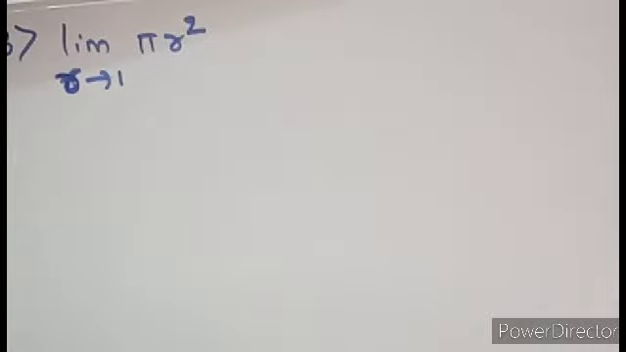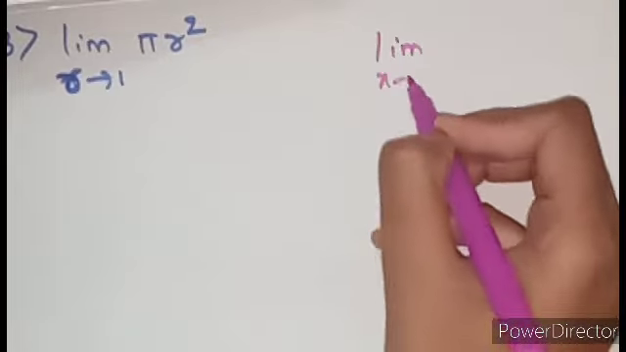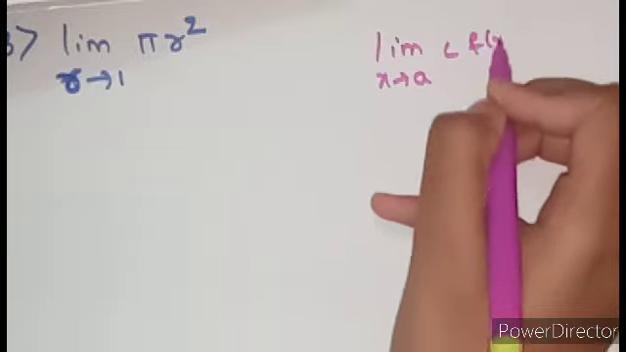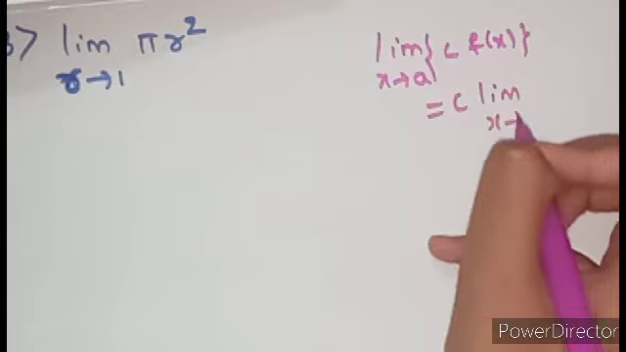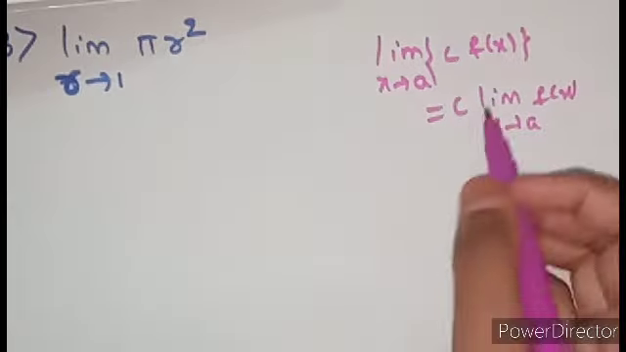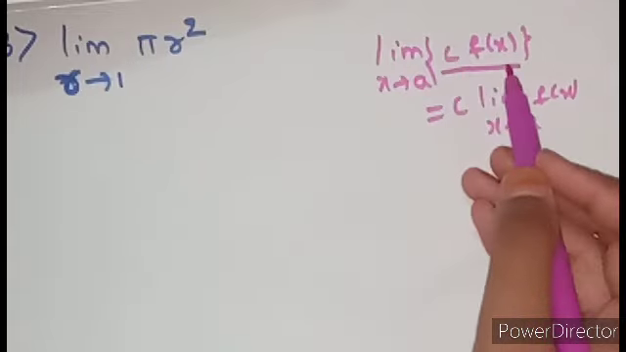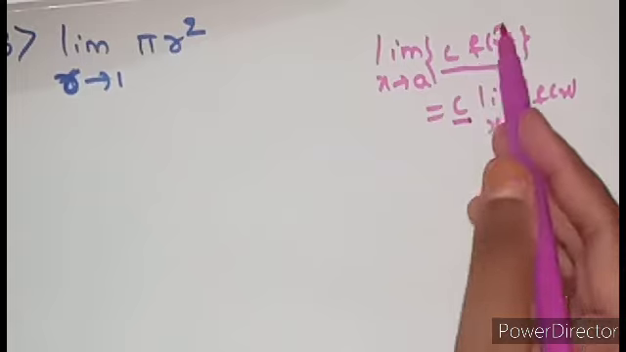Let's move on to third problem. So the third problem is limit r tending to 1, pi r square. This is one of the properties of limits. And the property is limit x tends to a, c f of x is equal to c limit x tends to a f of x. If they have given any function of this form, constant into function of x, we'll take c outside and apply limit to the function. Okay.